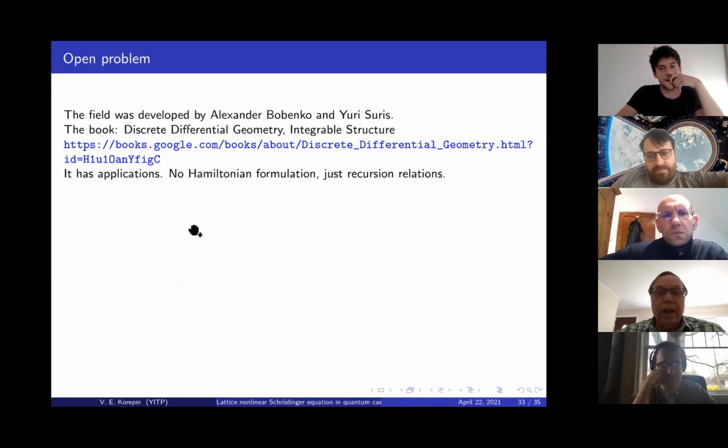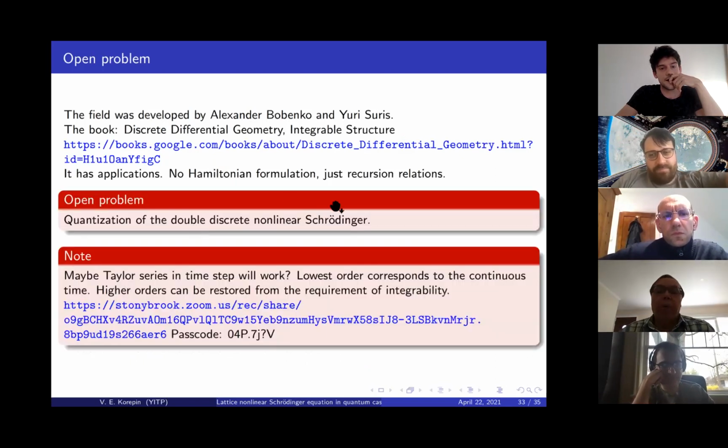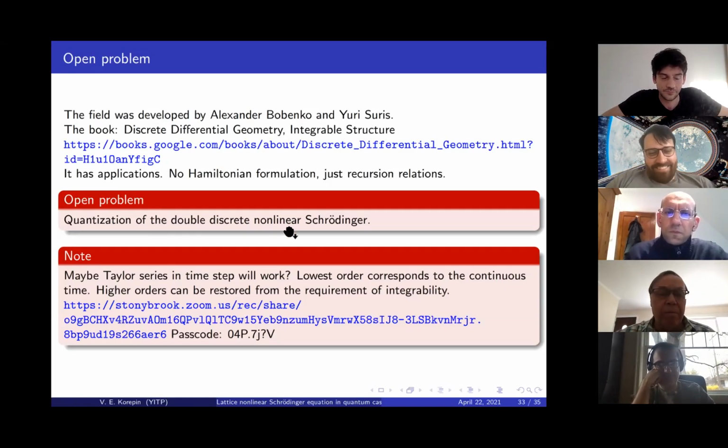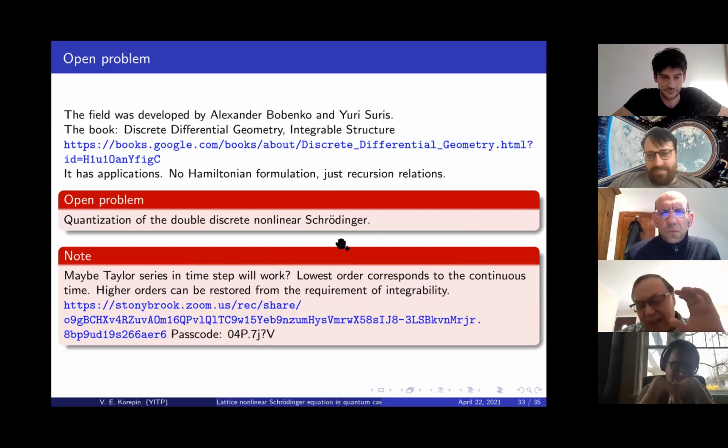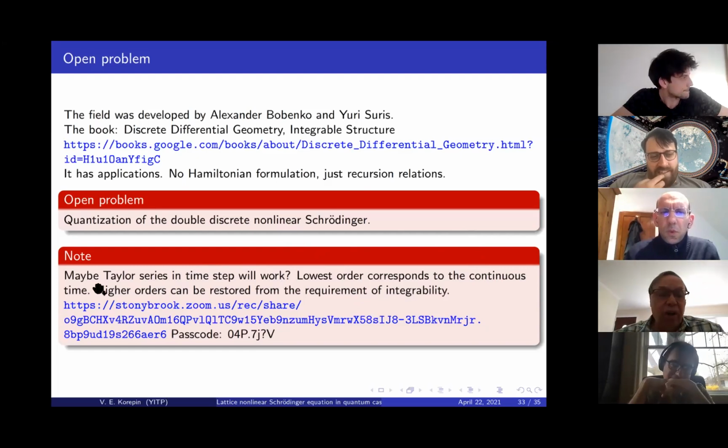So this brings us to an open problem, because Bobenko and Suris wrote that book, and Hoffman wrote double discrete nonlinear Schroedinger, but all of this was on the classical level. How can I quantize double discrete, discrete time? This seems to be a problem. It's an open problem formally, but I think maybe it can be solved by means of Taylor series. What I'm trying to say is that when time is discrete, I don't have Poisson brackets. I don't have Hamiltonian formulation at all. So I don't know how to quantize, but maybe I should use Taylor series.